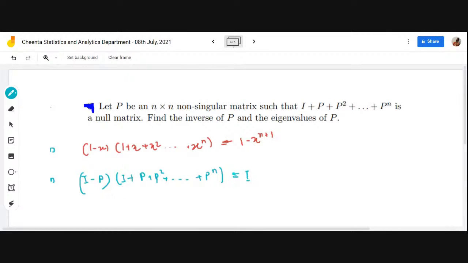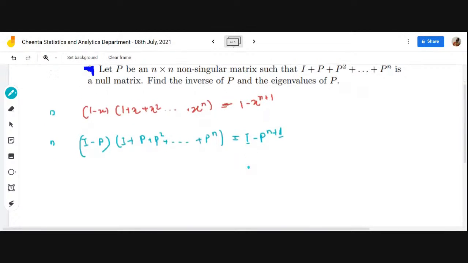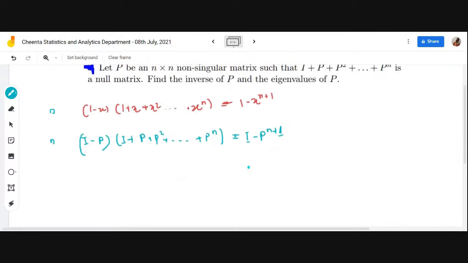Can you guess what it will turn out to be? I minus P to the n plus 1. That's very intuitive, and you can really easily prove it. Just by taking it, you will see a telescopic sum, where alternate terms are getting cancelled. It's very simple. So this is what we have got now, and this is equal to 0.